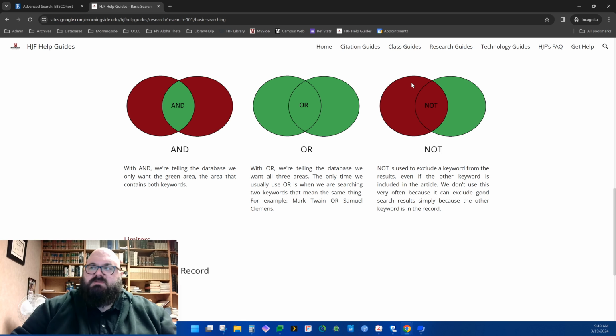Now, not. Say we have education and earnings, but we don't want the stuff about education. So we put in the word not, and it's going to exclude everything in that entire left circle, including the stuff that crosses over and has the word earnings. So we can see here that this is going to eliminate a solid chunk of sources available to us simply because it has the keyword education. We don't use this very often.